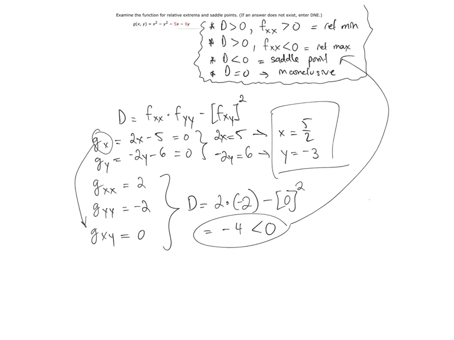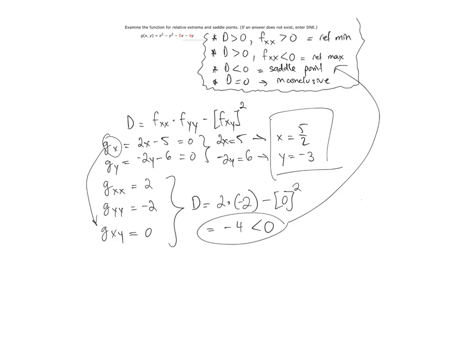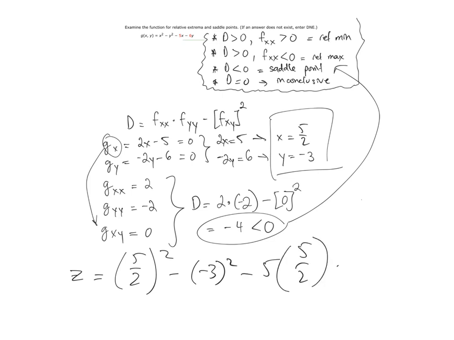So now the only thing that you have left to do is to find z. To find z, you will just plug x and y into the original equation. So you have 5 over 2 squared minus negative 3 squared minus 5 times 5 over 2 minus 6 times negative 3. And your z will be 11 over 4.